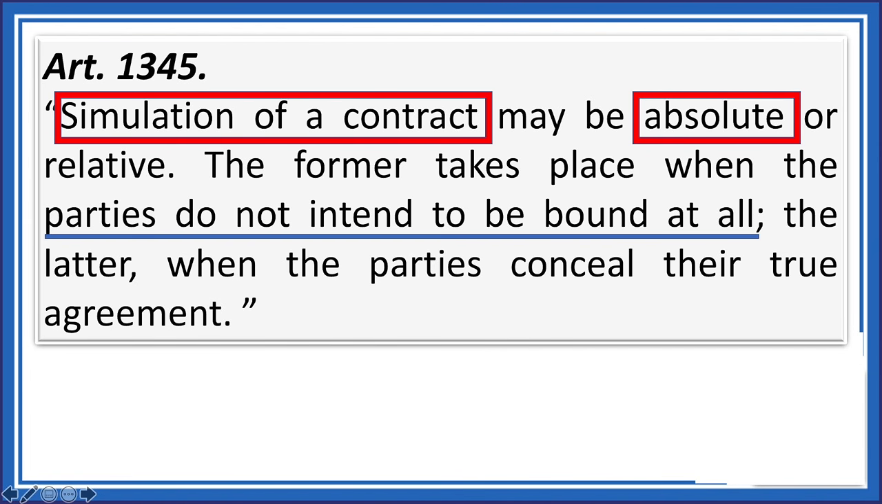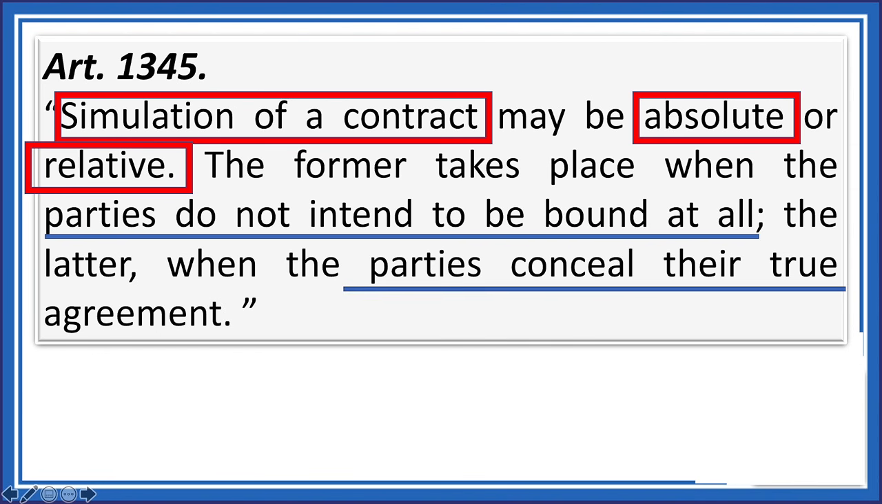So, wala talaga silang intention to enter into a contract. And sabi din, the simulation of contract is relative when the parties conceal their true agreement. So, eto, meron silang intention to enter into a contract, pero naka-hide or nakatago nga lang, hindi siya nag-i-express ng ano ba talaga yung totoo nilang agreement.